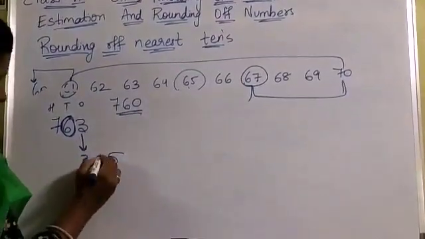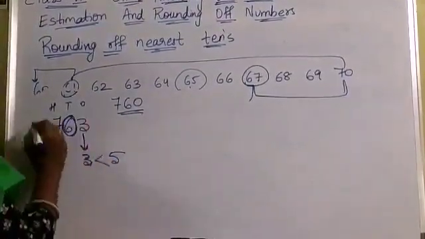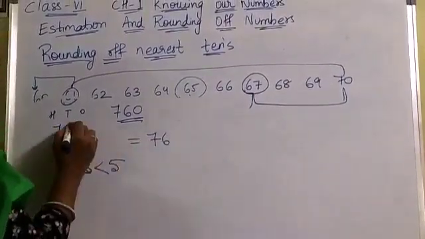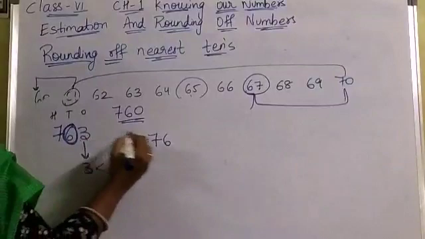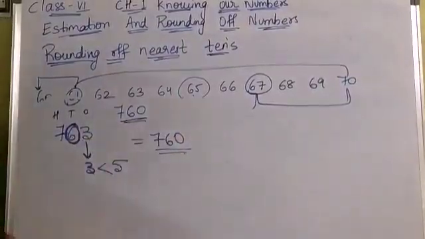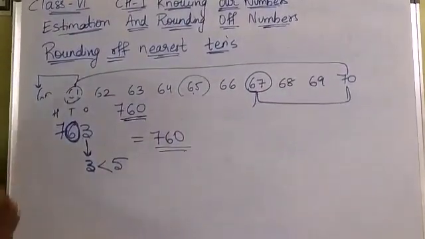Then what will you do? You should not add anything. Just write 7, 6. After rounding, how many numbers are there? That many zeros. So you will get 760 here. Is it clear? One more example I will take.